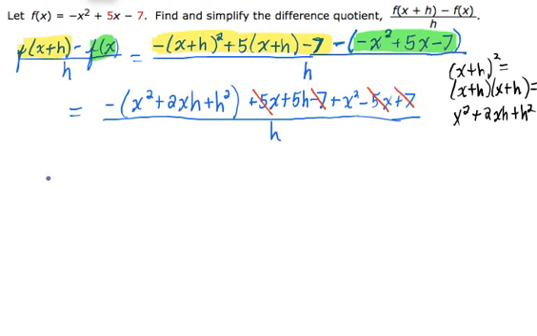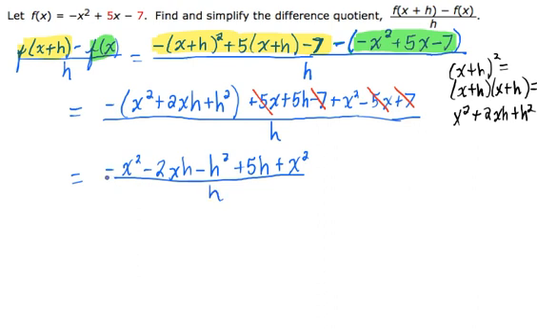Okay, now let's distribute the negative. So we have negative x squared minus 2xh minus h squared. And we still have this plus 5h and this plus x squared right here. That's all over h. Okay, and now we can cancel a little bit more. I have negative x squared plus x squared, and it looks like that's it.